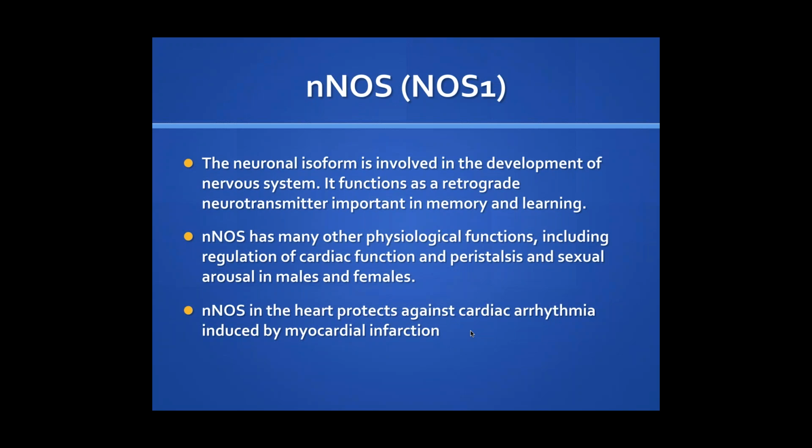The neuronal isoform is involved in the development of the nervous system. It functions as a retrograde neurotransmitter, important in memory and learning. NOS has other physiological functions, including regulation of cardiac function, peristalsis, and sexual arousal in males and females. And in the heart, it protects against cardiac arrhythmia induced by myocardial infarction.